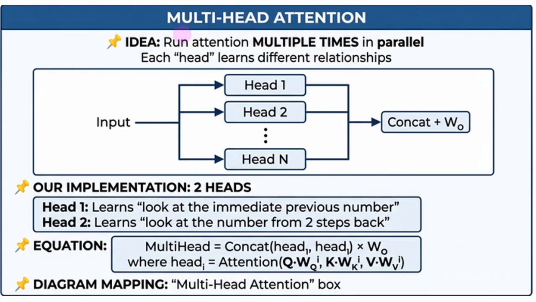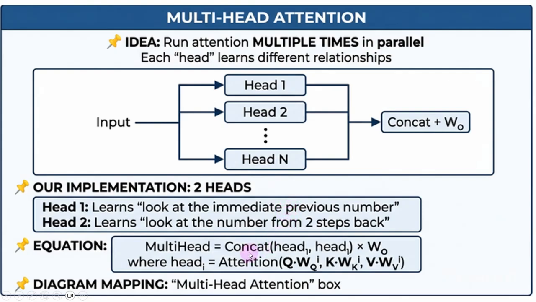Instead of doing attention just once, the transformer does it multiple times in parallel. Each one is called a head. Each head has its own W_Q, W_K, W_V matrices, so they learn different kinds of relationships. One head might learn to look at the immediate previous number, while another head might learn to look at the number from 2 steps back. For our pattern 1, 2, 3, 4, 5, 6, that's very useful.